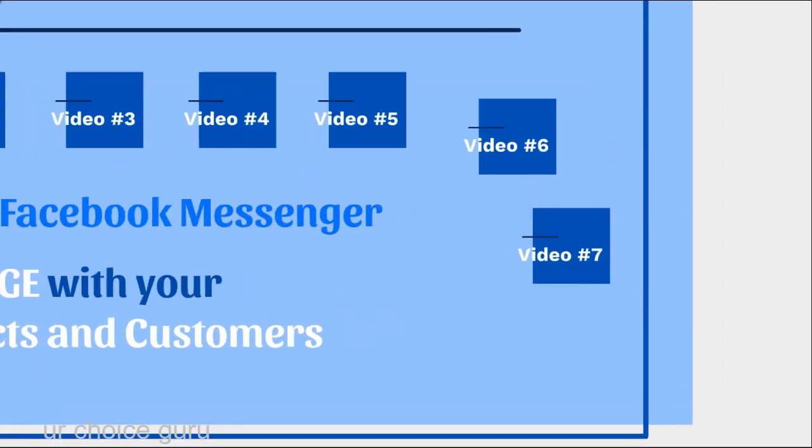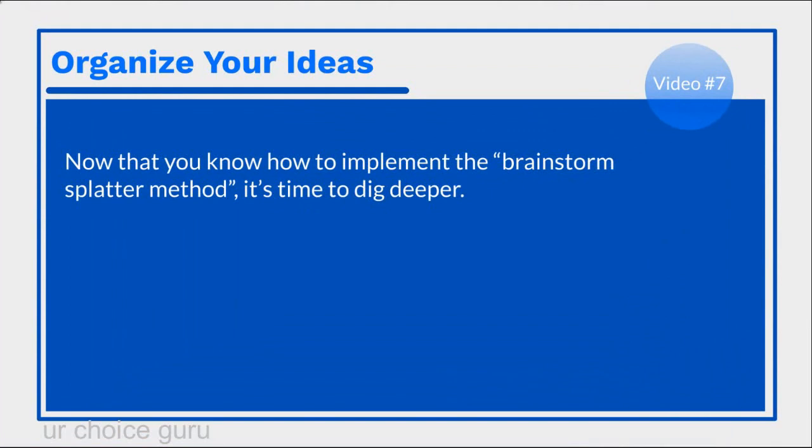Okay, so welcome to video number 7, and let's organize your ideas. So now that you know how to implement the brainstorm splatter method, it's time to dig deeper. Let's organize your questions and answers that we figured out earlier, and based upon that, let's expand on that and make sure that we have everything ready to go so that when we begin the mock-up process, it's going to be easy to see the layout, everything step by step, the question, the yes or no, or whatever that is going to look like in your chatbot.